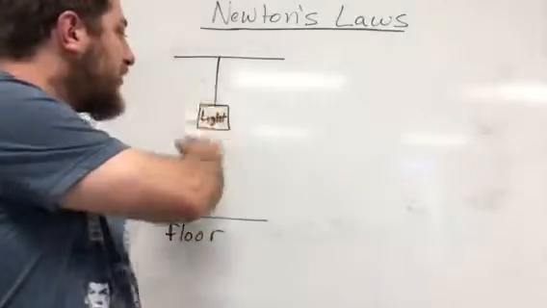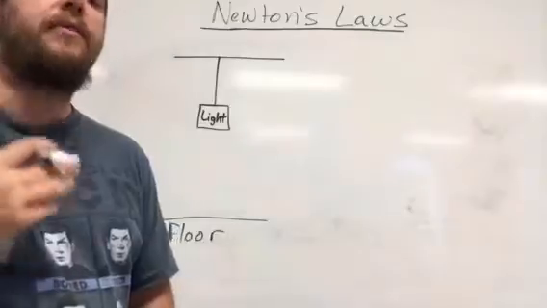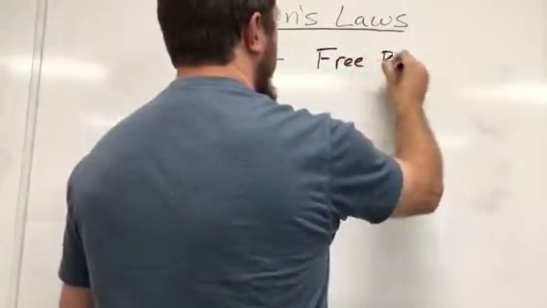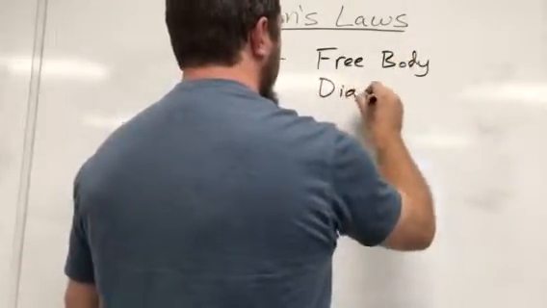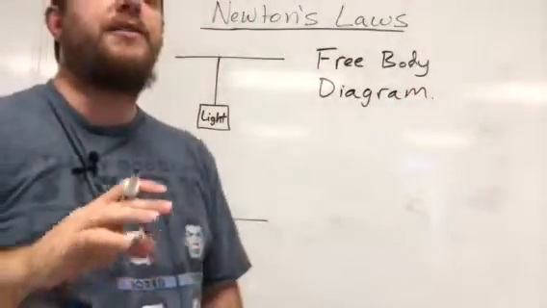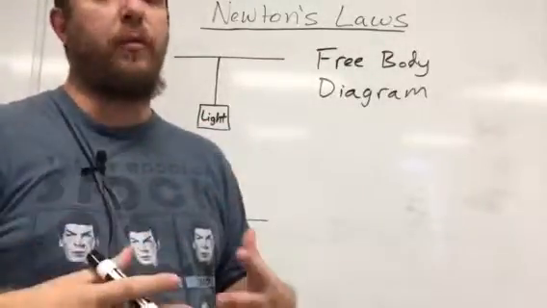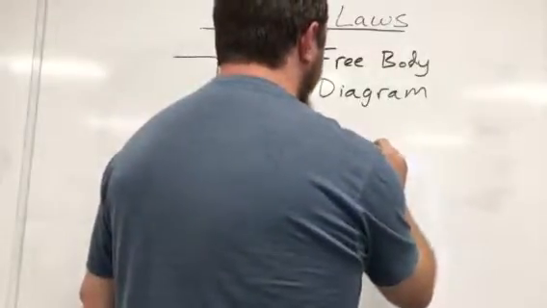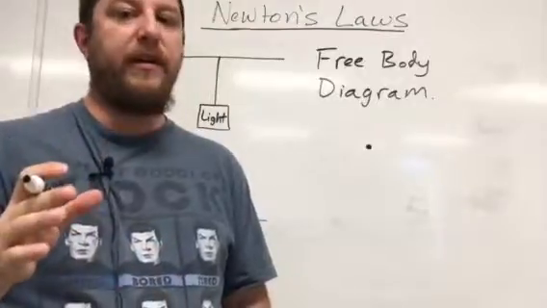So instead of actually drawing it on my picture that I have here, I can use what I call a free body diagram. A free body diagram is just a way to simplify your picture and just look at the forces that are acting on the object. So what you do is you represent your object by a dot. You just represent your object by a dot. That makes the artwork very simple.